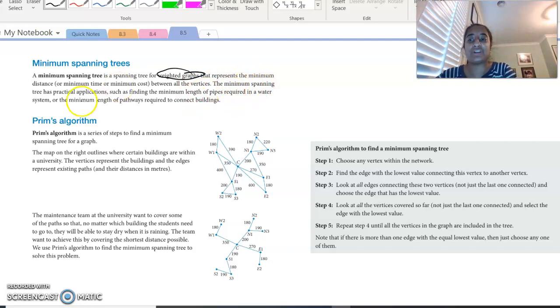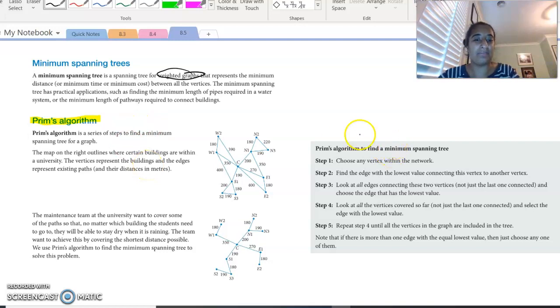So the minimum spanning tree basically has practical applications. So it's going to be for like your worded problems, such as finding the minimum length of pipes that might be required in a water system, or the minimum length of pathways that might connect different buildings, things like that. So usually we're trying to find the minimum pathway that we can follow. And to do that, we use something called Prim's algorithm. Prim's algorithm is basically like a rule that we can follow to try to figure out the minimum spanning tree.